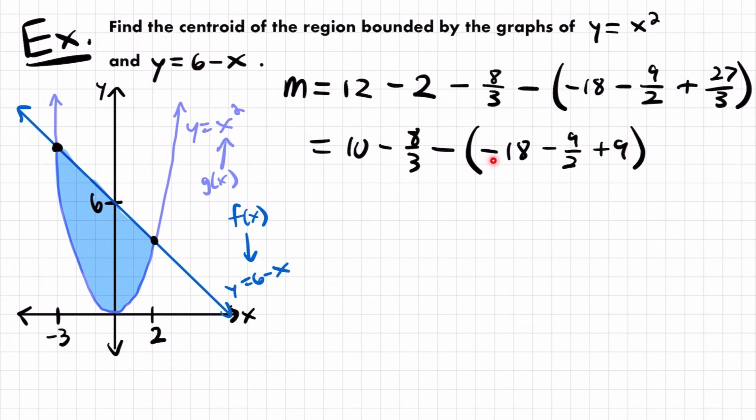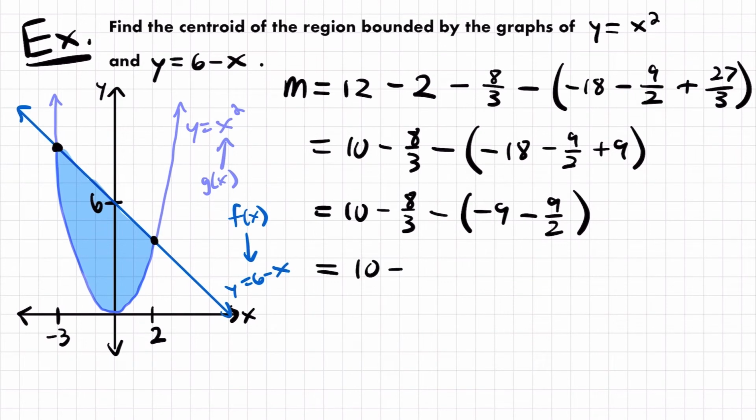Okay, and then 9 plus negative 18 is negative 9. And so this is equal to 10 minus 8 thirds minus negative 9 minus 9 halves. And then if we distribute this negative through this quantity, we'll have that this is equal to 10 minus 8 thirds plus 9 halves. And then if we add all of these terms together, we will have that the mass is equal to 125/6. All right, and so that is the mass of our region.